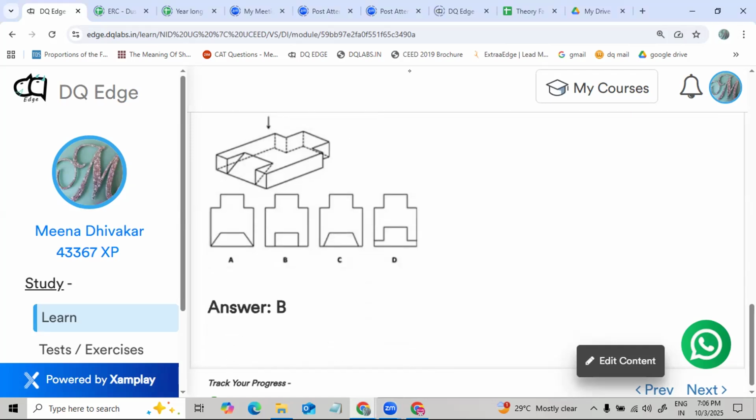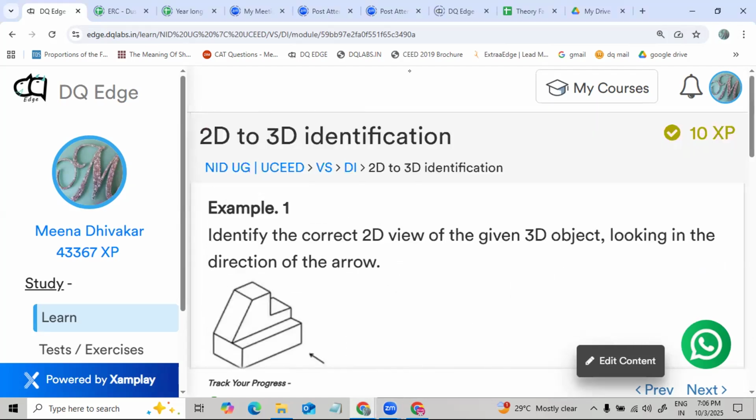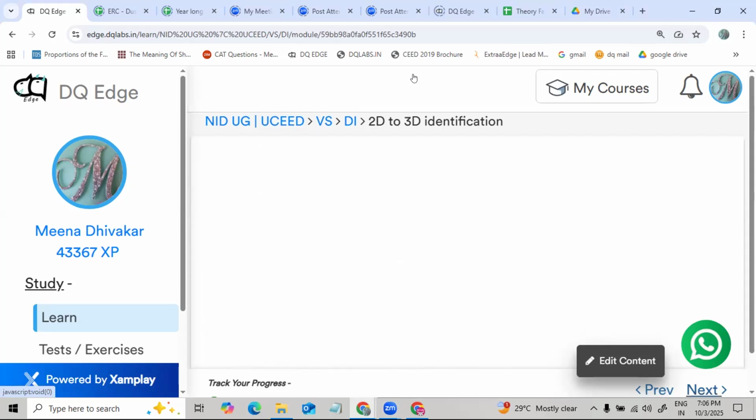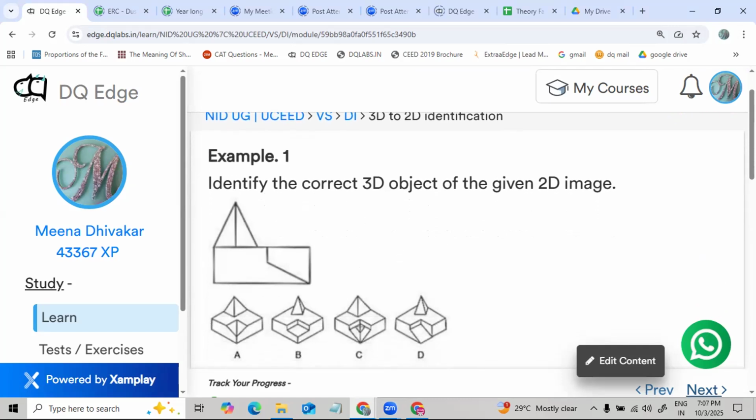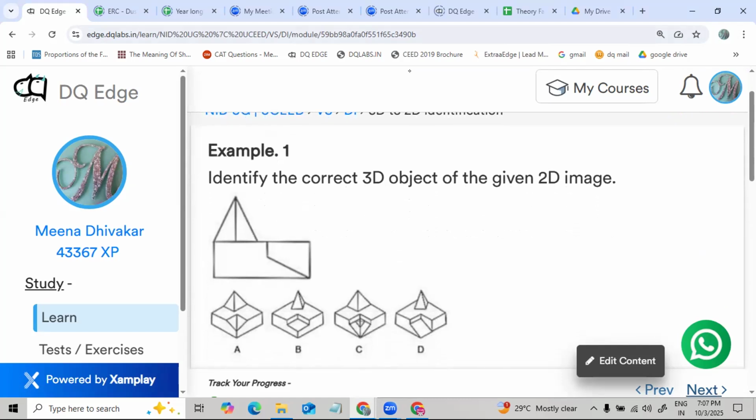Okay, this example is done. Next one. Can you see this? Identify the correct 3D object of the given 2D. Here it's 2D to 3D. When I see this, first identify which view it is. All the options are 3D figures. Which one will approximately match with this view? Go in that way and find out which one is the correct one.